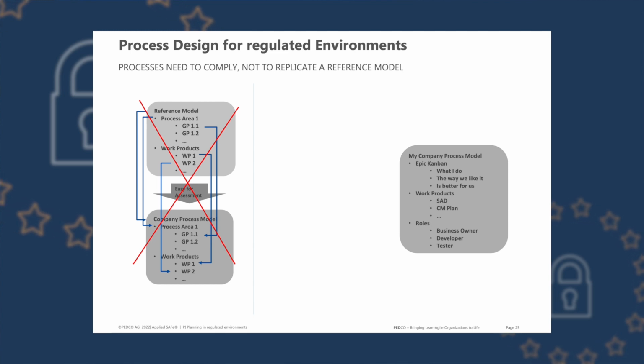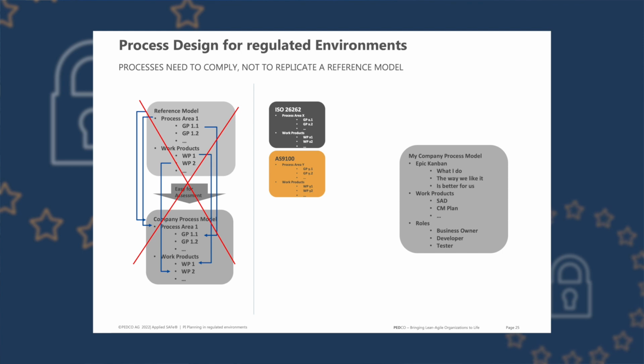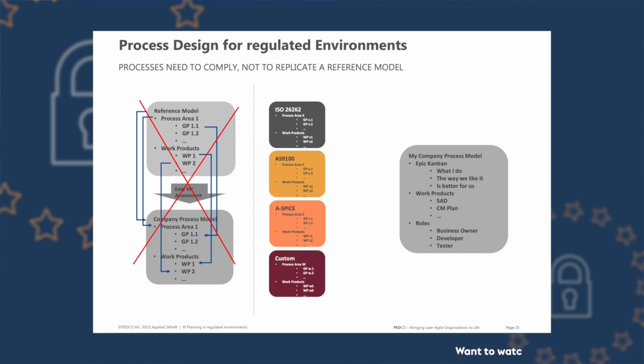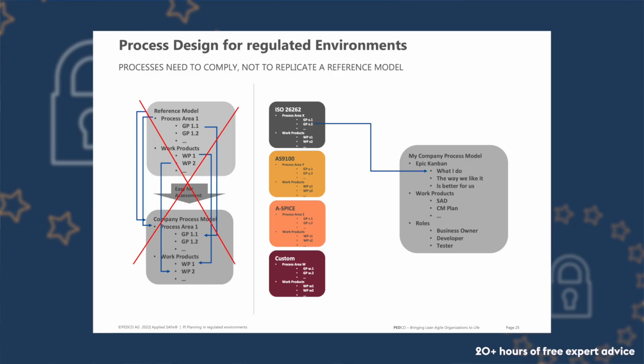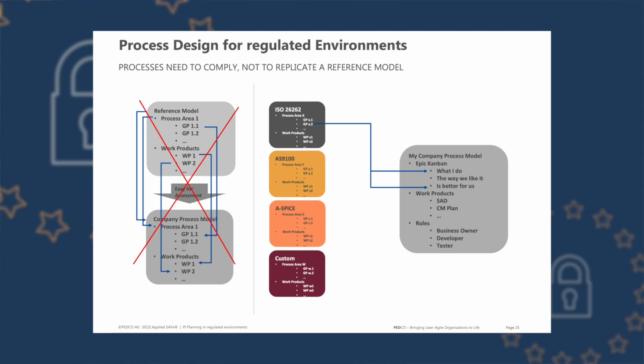What we do now is that we take again these regulatory requirements, ISO 26262, AS 9100, ASPICE, your own reference models, and we take them now as our book of knowledge, just to ensure that we didn't forget about something important. We do that in a manner that we map those things again. So for example, we take some requirements of ISO 26262. For example, this generic practice 2.1 maps directly to the epic Kanban.